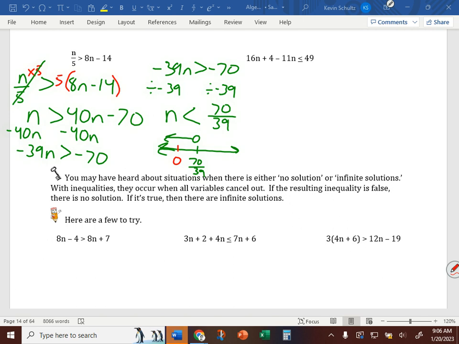Just use 0. Because now you get 0 over 5 is greater than 8 times 0 minus 14. This is super easy to work with, right? Because 0 divided by anything is 0. Anything times 0 is 0. 0 minus 14 is negative 14. Okay, pretty easy to work with here. And 0 is greater than negative 14, so it works, as it should, because 0 is in our solution set, and there we have it.